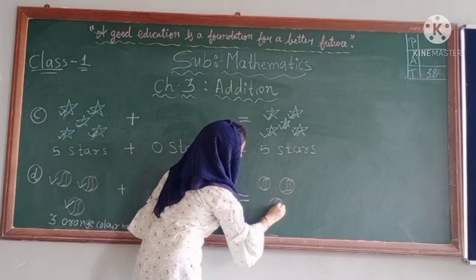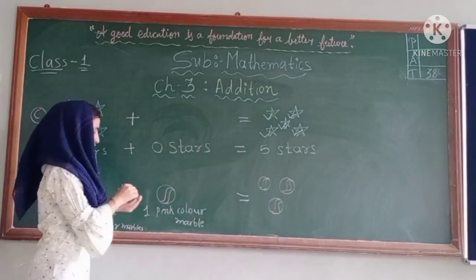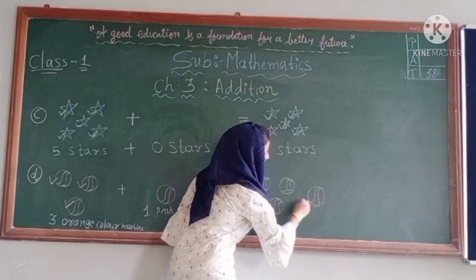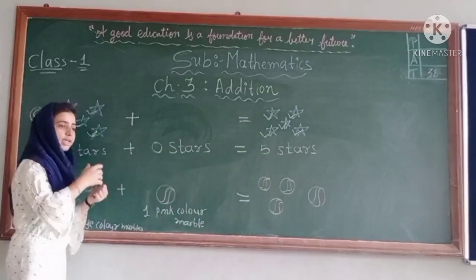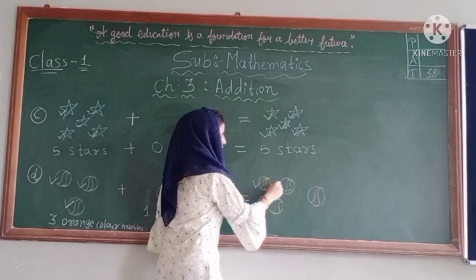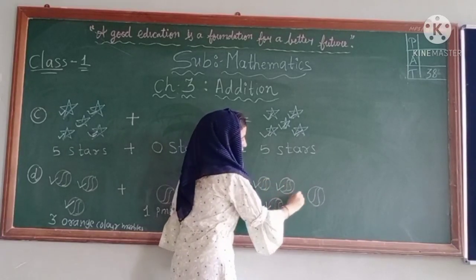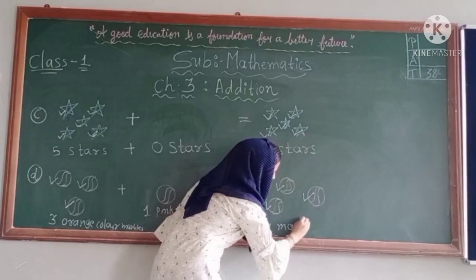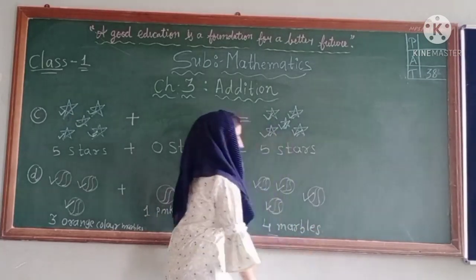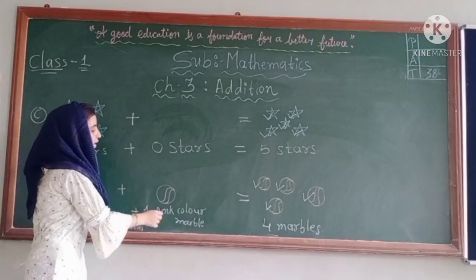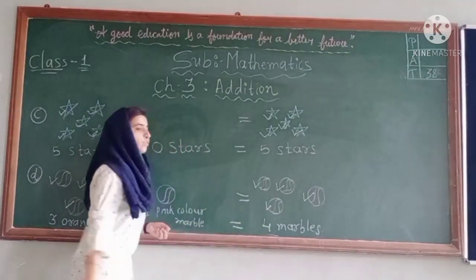1, 2, 3. Then this one pink color marble I'm drawing over here, right? So that I can get the total, how many marbles I have. Okay, so let's count, students. 1, 2, 3, 4. How many marbles, students? 4 marbles. Understood? That means 3 plus 1 is equal to 4.